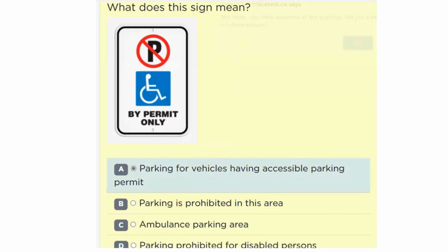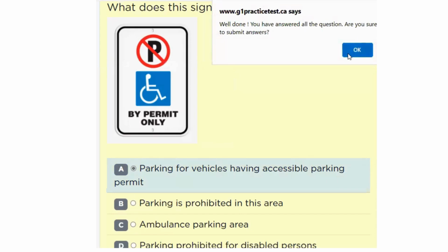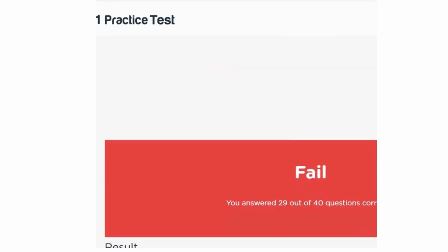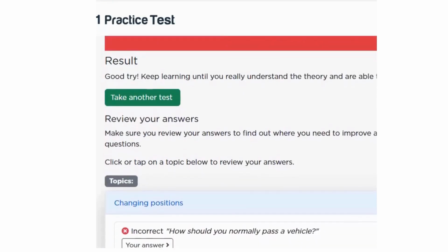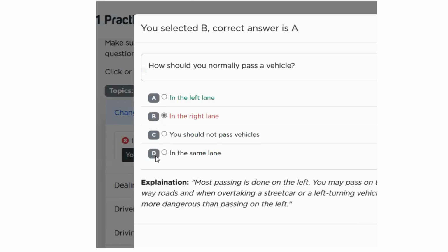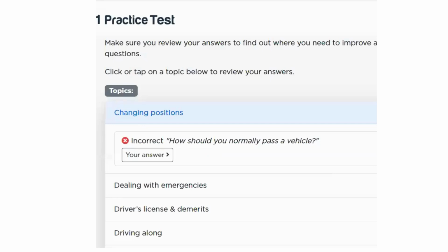And finish. I think I fail again. Oh no, this was so bad. Only 29. How should you normally pass a vehicle? In the left lane? I was so wrong.